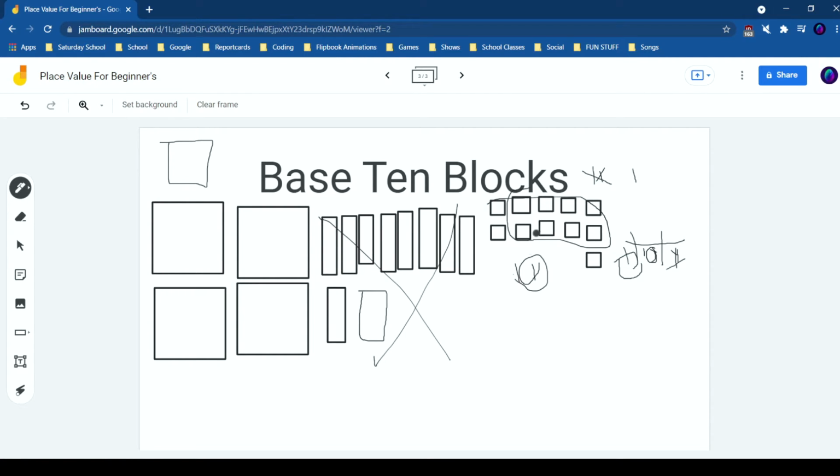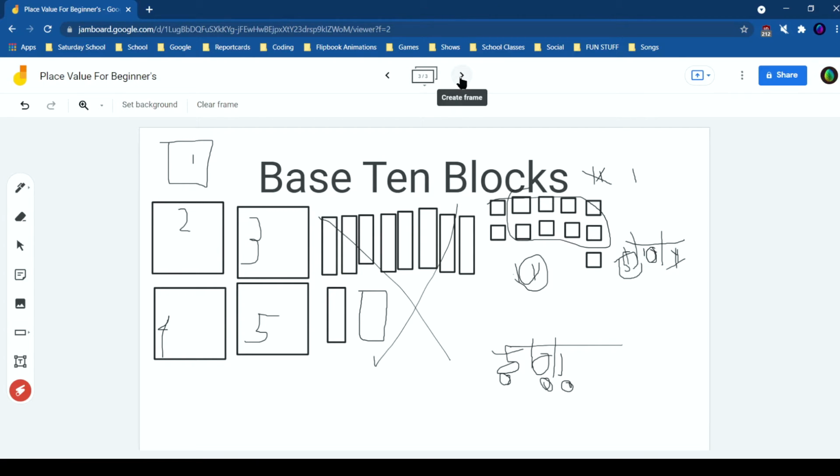So there's one more additional 100. So 1, 2, 3, 4, 5. So there's 500. Put the 5 in. Let me make this a little clearer. See? So there's 5 in the hundreds, 0 in the tens, and 1 in the ones. So 501 is the answer. Simple.